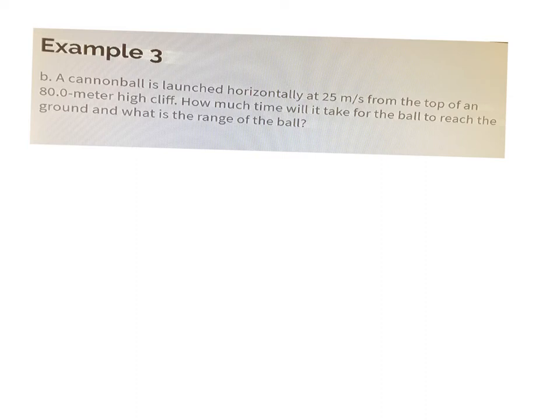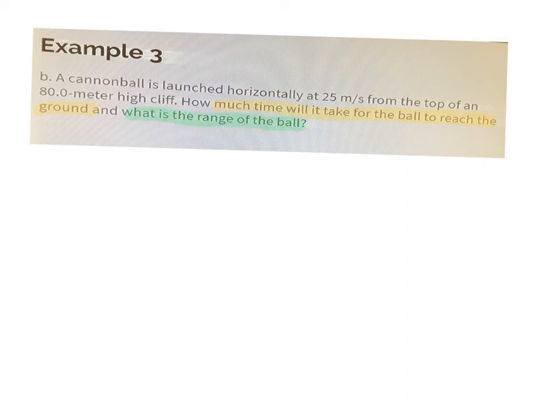But let's say that we have a cannonball launched horizontally at 25 meters per second from the top of an 80-meter high cliff. It's going to be similar to the last problem, except I used 78.4. So now we'll use 80 just to make it a little bit easier. And I want to know how much time will it take the ball to reach the ground. And the second part is, what is the range of the ball?